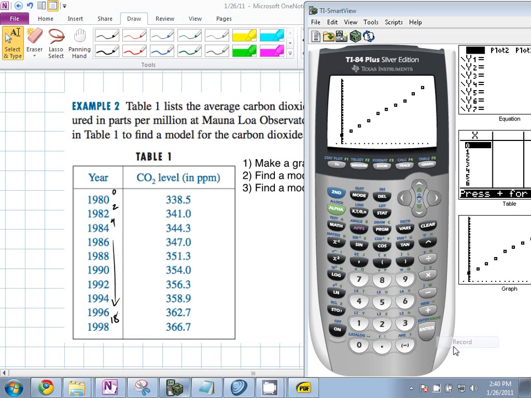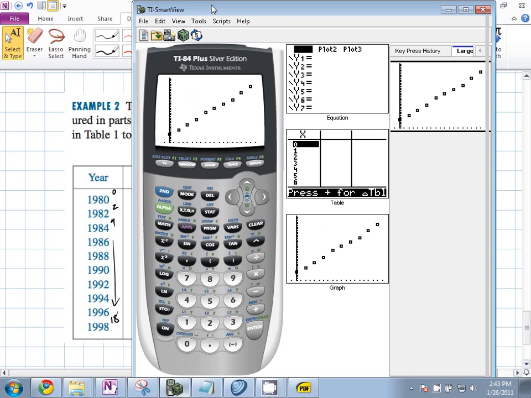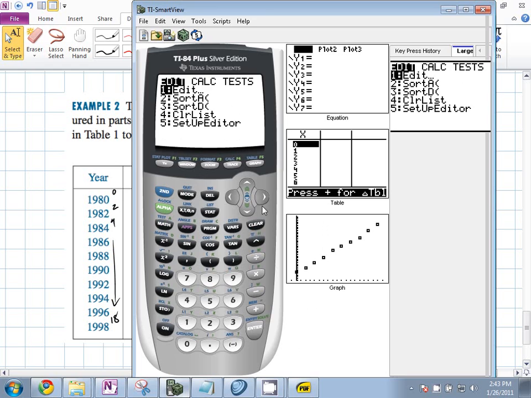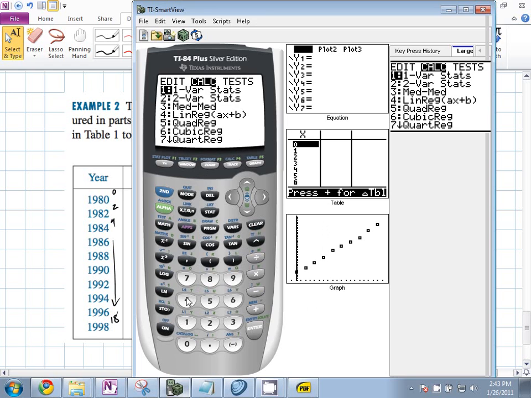Final product. I want it to look like that. You end up with something like this. Kind of looks linear. How do I come up with the linear regression for this? What do I press? Someone walk me through it. Raise your hand. Stat, calc, linear regression. 4, and I press enter, and it tells me that model.